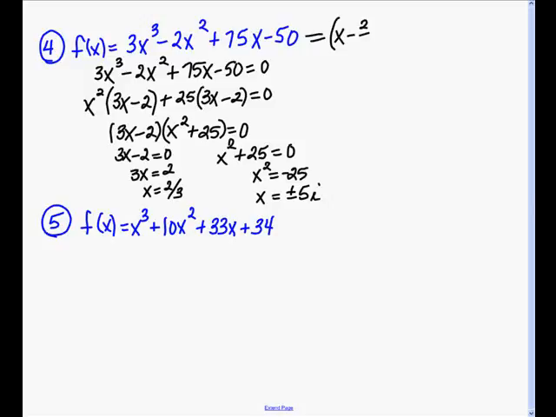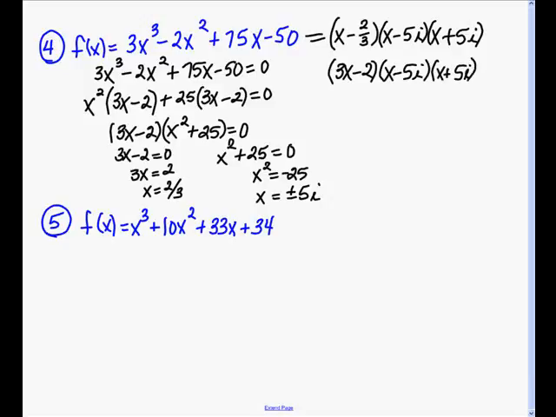So in factored form, we can write this as x minus 2/3 times x minus 5i times x minus a negative 5i, which would really be x plus 5i. And that x minus 2/3, you could also keep it as a 3x minus 2 if you prefer.